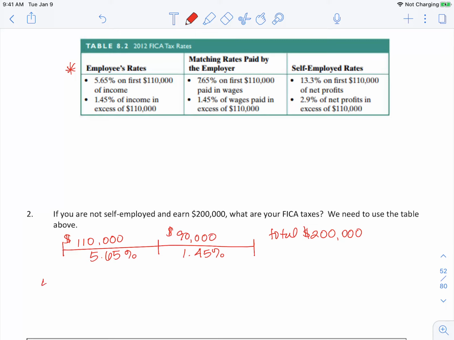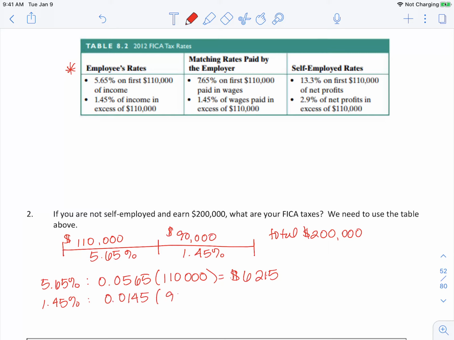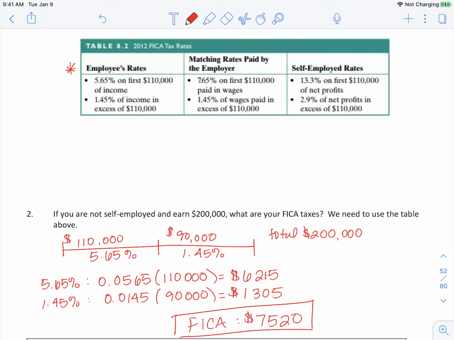Okay, so 5.65%, that's going to be 0.0565 times our 110,000, which gives us $6,215. At the 1.45% rate, that's 0.0145 times the 90,000, which gives us $1,305. We add these up, and the total amount taken out for FICA taxes is $7,520.